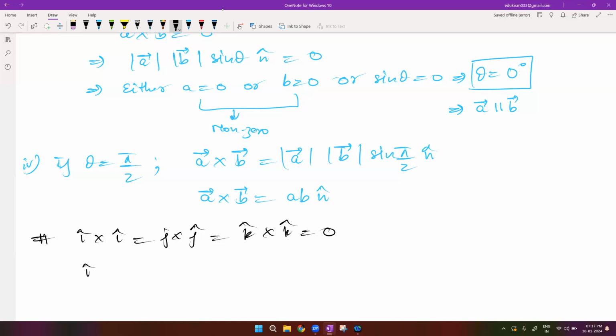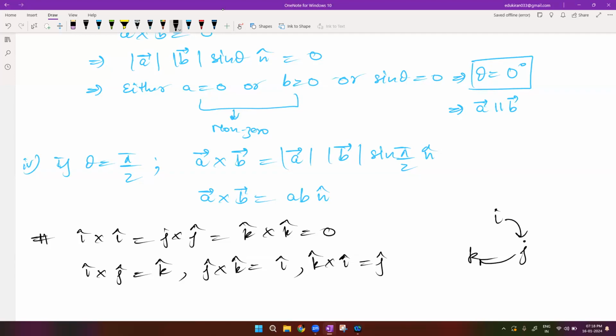Now, one more rule. I cross j is equal to k. Similarly, j cross k is equal to I. Similarly, k cross I is equal to j. And the order has to be the same. How can you remember the order? I, j, k. Just write them in circular form and complete the circle. This has to be in clockwise form. So if you multiply I with j, you get k, you reach k. Then j into k, you reach I.